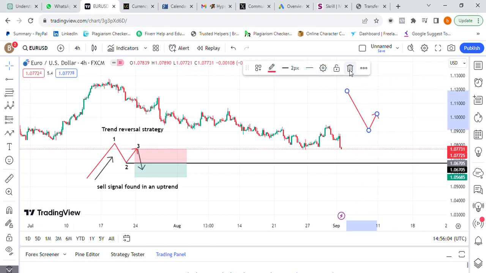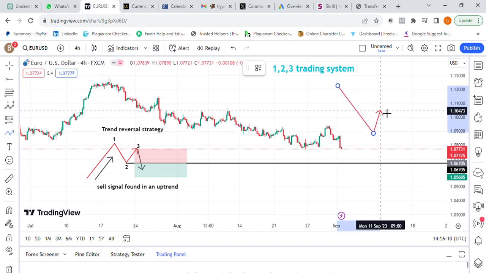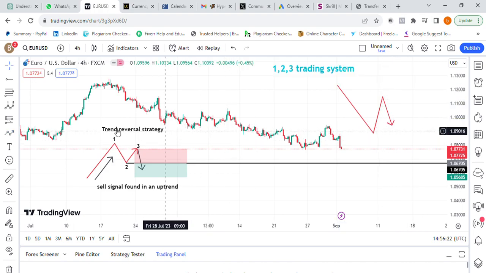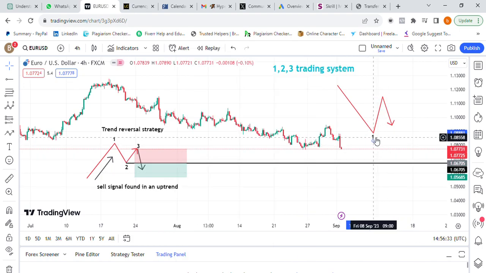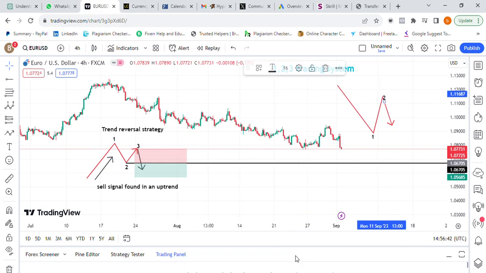Sorry, let me do that again. Market is coming from somewhere here. This is point 1. Market goes up here, point 2. Comes to this place, point 3. So let's label our points. This is point 1. Point 2, and this is point 3.